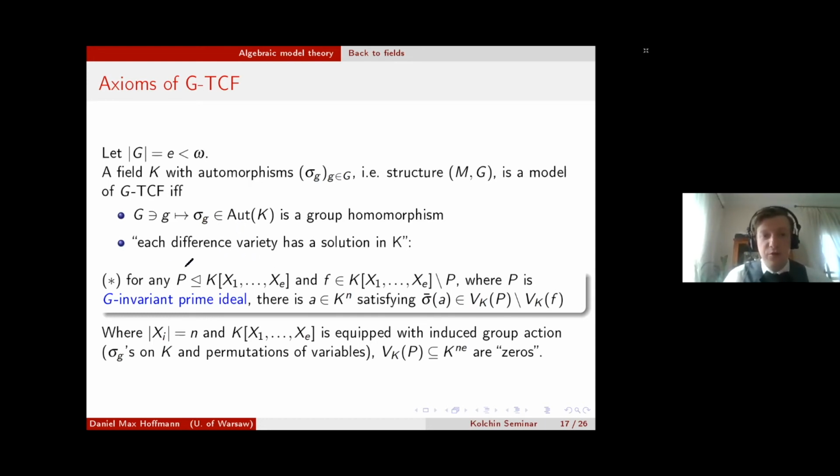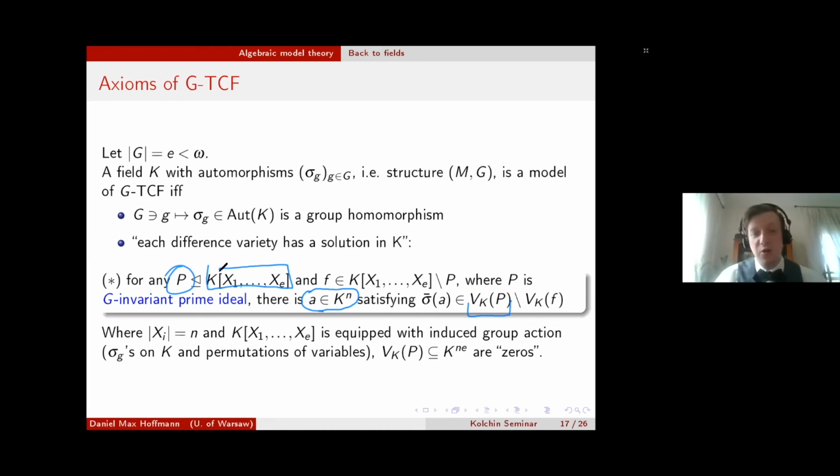Okay, so you start with a G invariant prime ideal P, and you would like to find an element A, and also you have this F, but that's not important right now. You would like to find A, a tuple, which will be exactly a zero of your ideal P. Because this ideal lives in K[x1, ..., xe], we need to have this kind of extension by many variables.